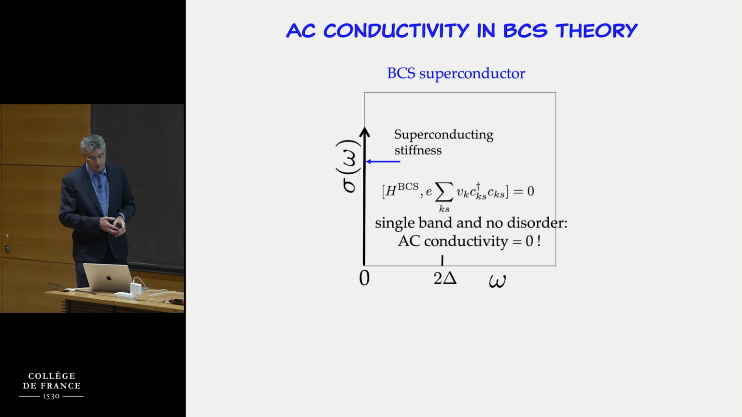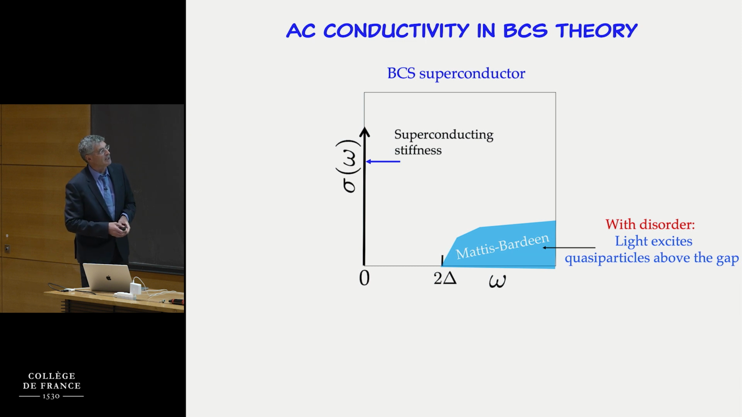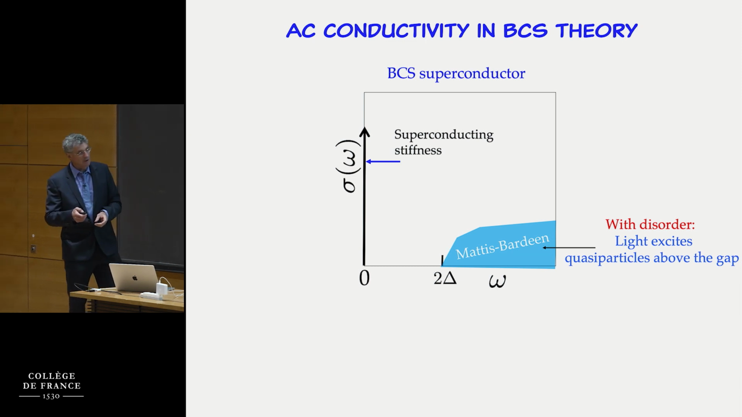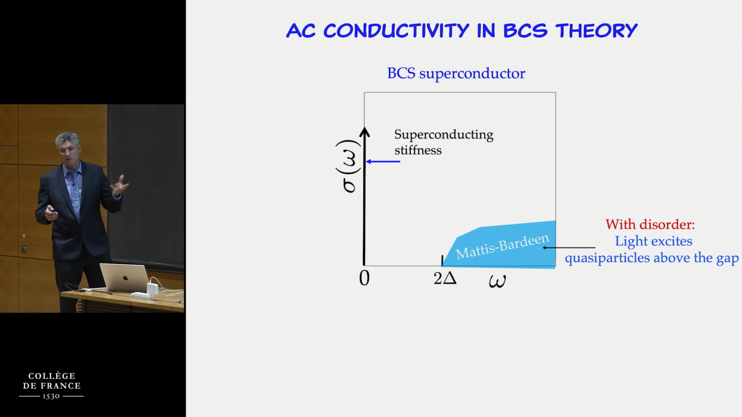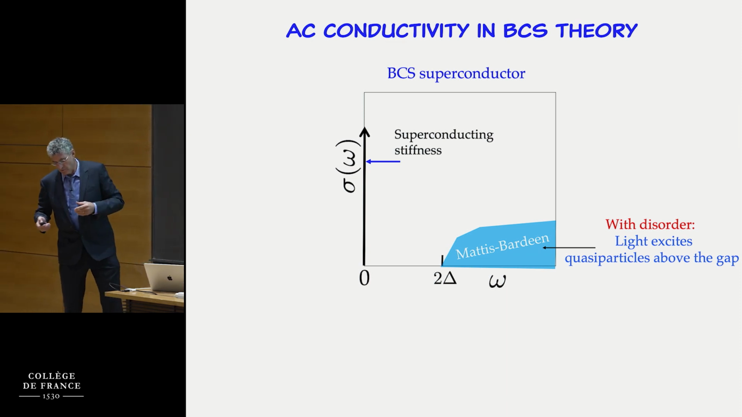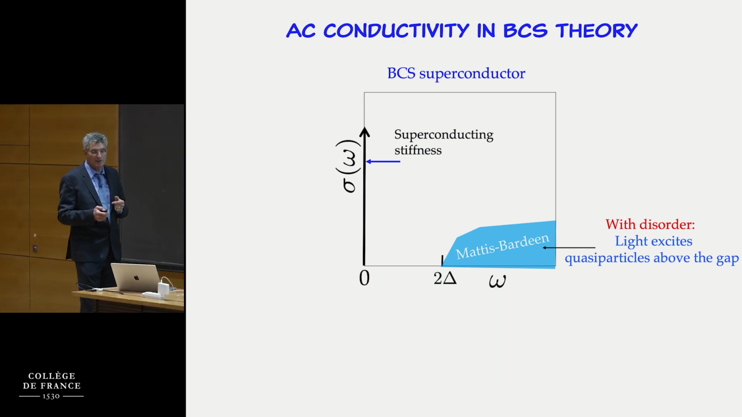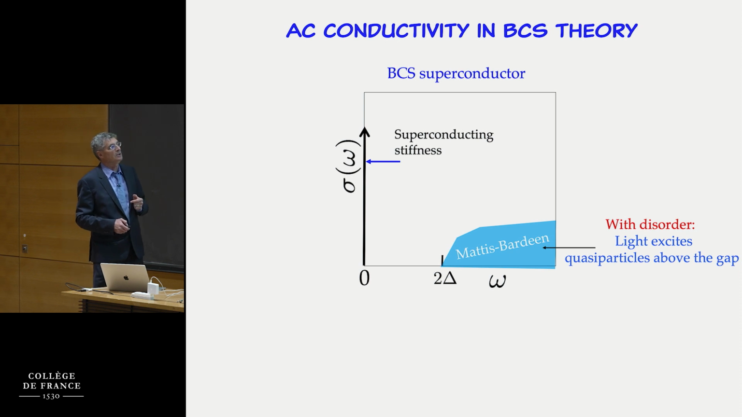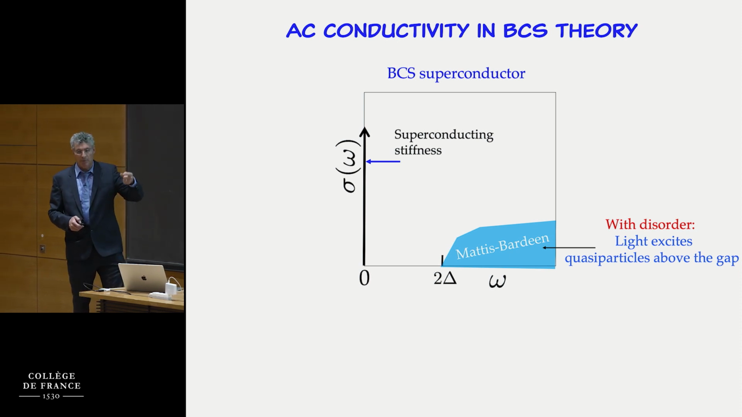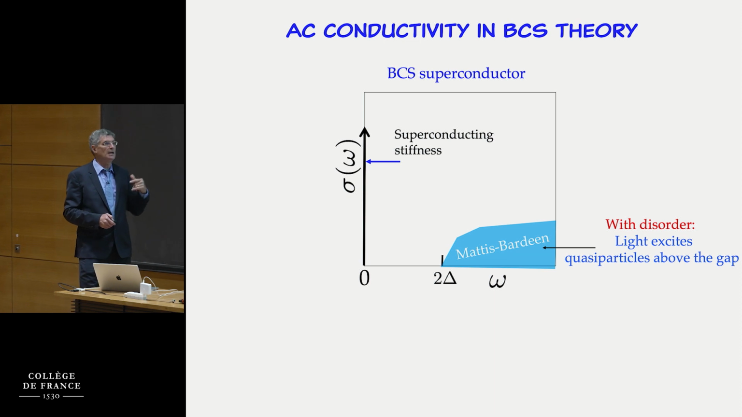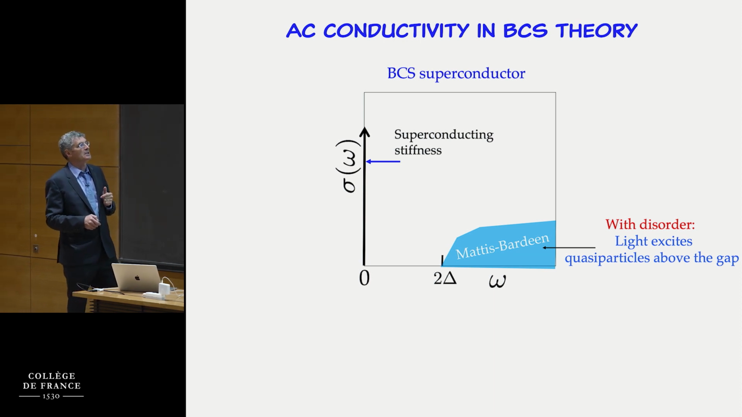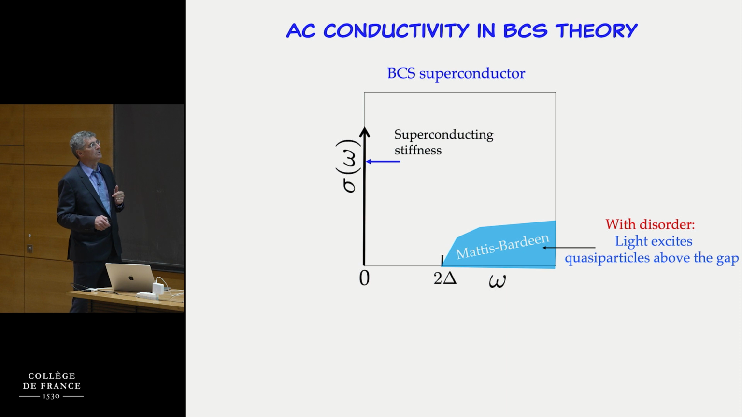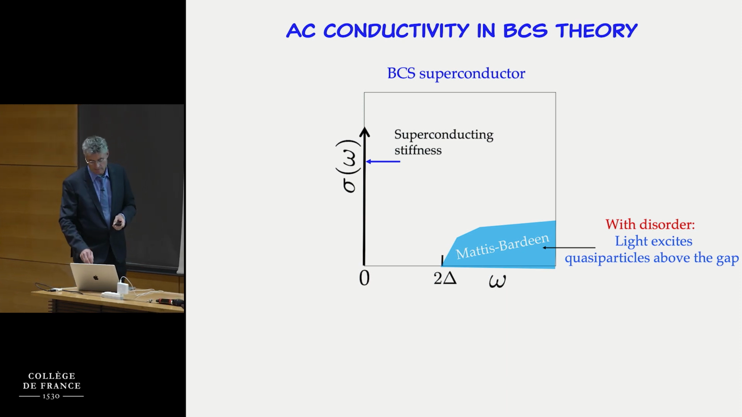And if you put in disorder, you would actually get the Mattis-Bardeen behavior, which is the one you mostly see in systems, because most systems are slightly disordered. And the Mattis-Bardeen actually starts at 2 delta. And it's dominated essentially by particles excited above the gap. There's no momentum conservation, so that allows you to see this contribution in the AC conductivity. And that's what people always analyzed superconductors with.